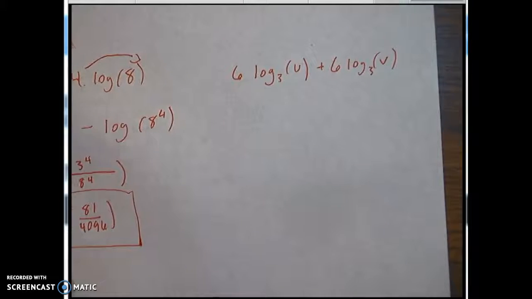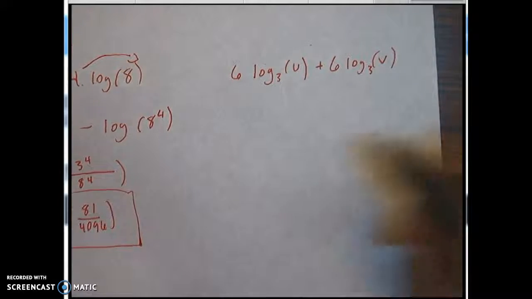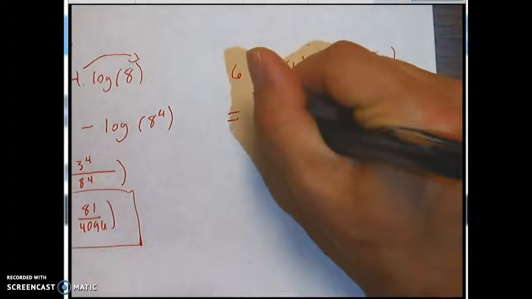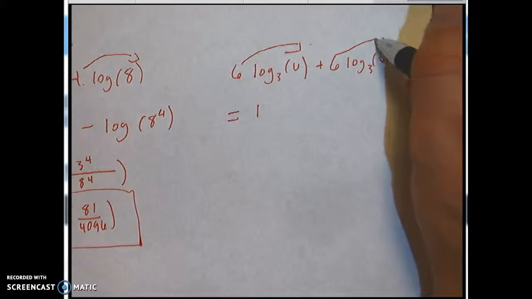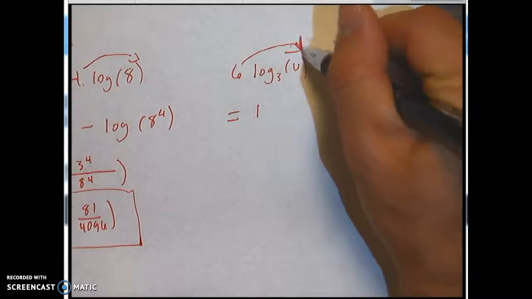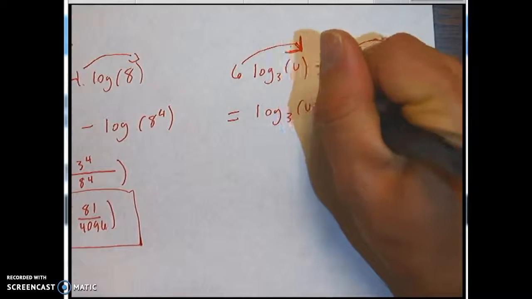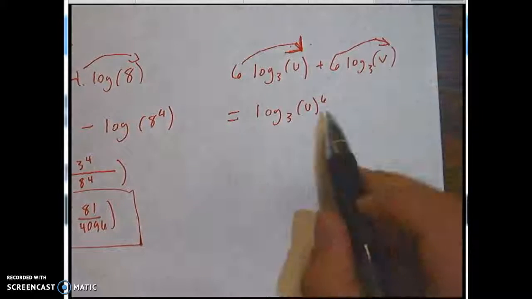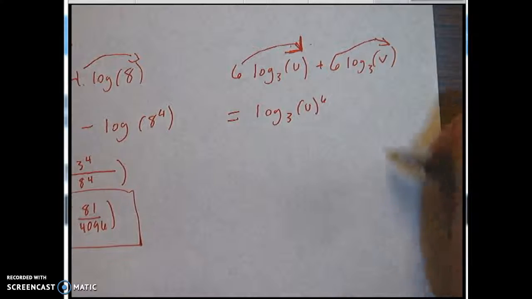I've got here 6 log base 3 of u plus 6 log base 3 of v. So let's move this 6 out to the exponent here, and change this to log base 3 of u to the 6th. Now, that 6, you can write it inside the parentheses or outside. It doesn't matter. The effect is the same.